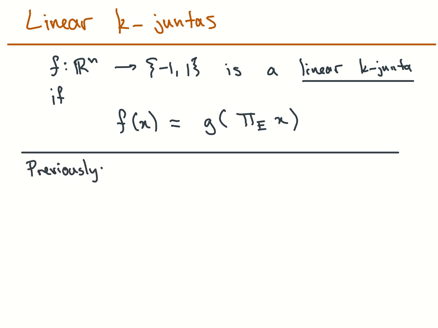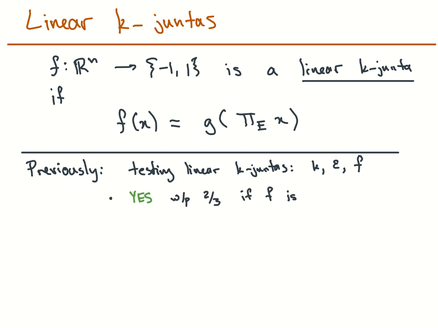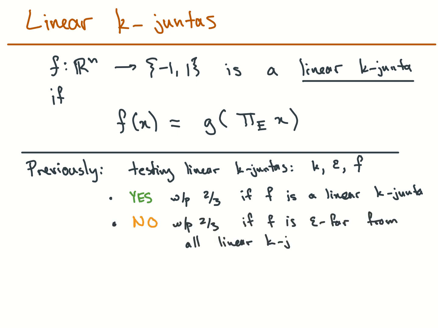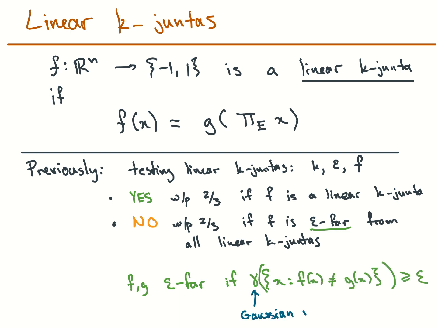In a previous work, we studied the testing problem for linear k-juntas. So we want an algorithm that gets a parameter k, a parameter epsilon, and oracle access to a function f. And we want the algorithm to return yes with probability 2/3 if f is a linear k-junta, and no with probability 2/3 if f is epsilon far from all linear k-juntas, where here we measure epsilon far with respect to the Gaussian measure, just because it's the nicest finite measure on R^n that I know of. It would be interesting, I think, to consider other measures in the future.